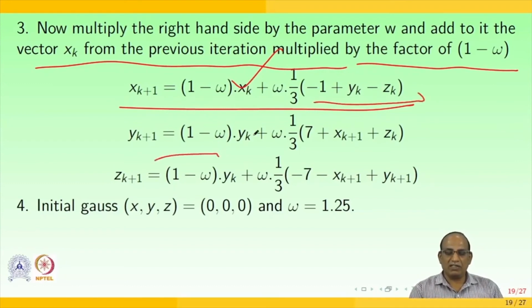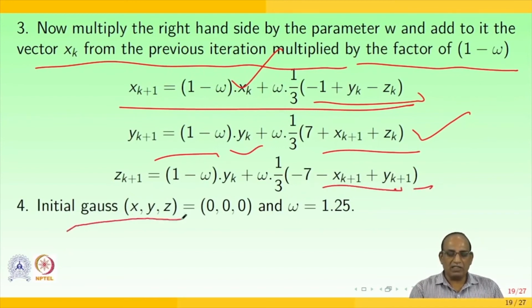Similarly, yk plus 1 is 1 minus omega times yk plus omega times 1 over 3 times 7 plus xk plus 1 plus zk, and zk plus 1 is equal to 1 minus omega times zk plus omega times 1 over 3 times minus 7 minus xk plus 1 plus yk plus 1.